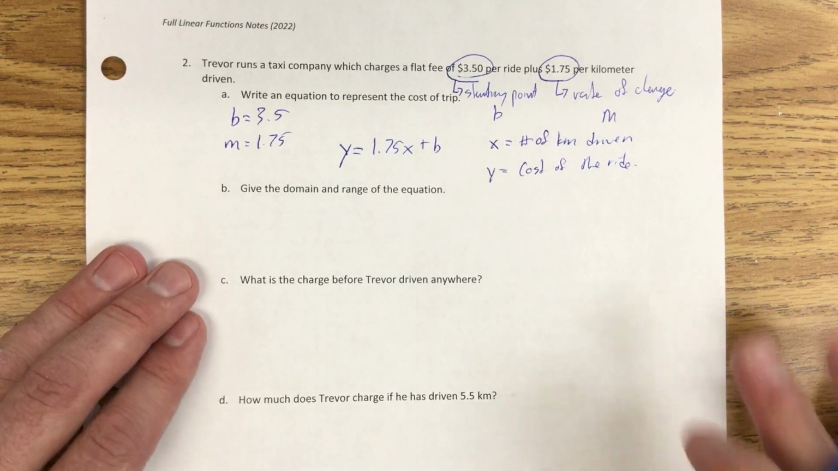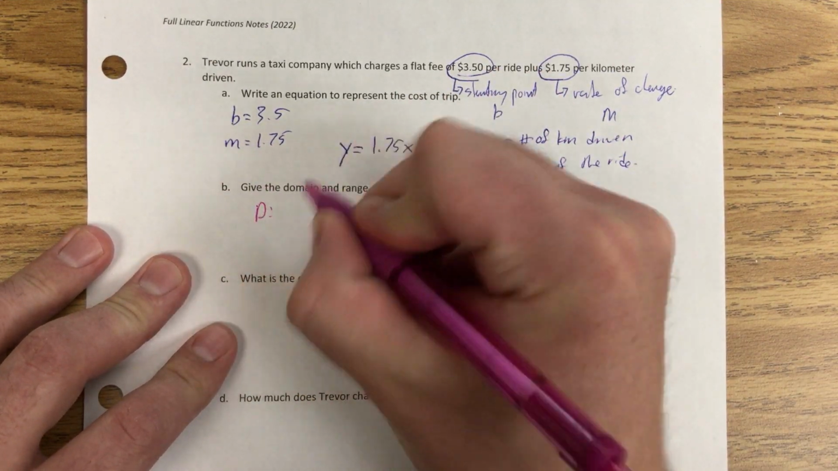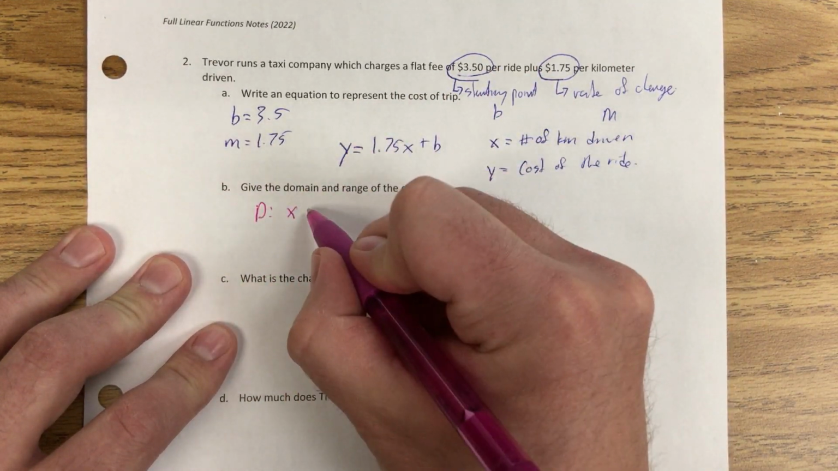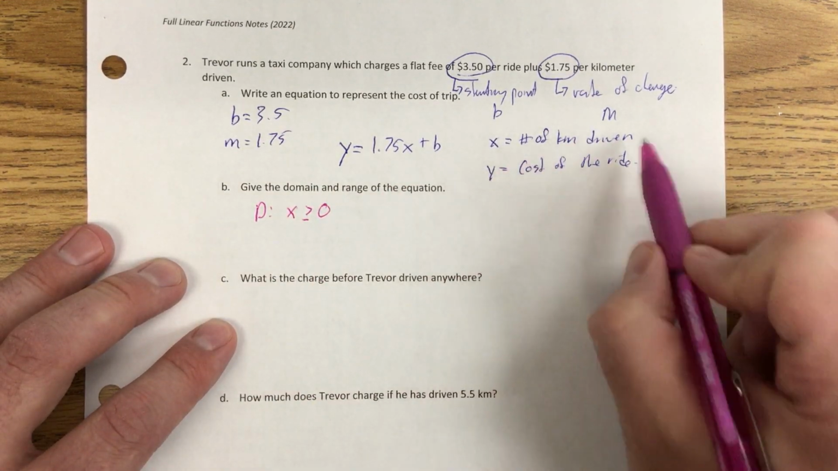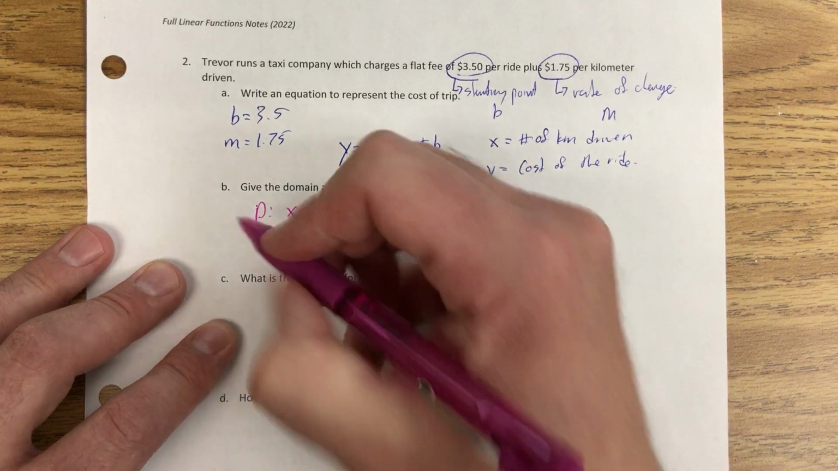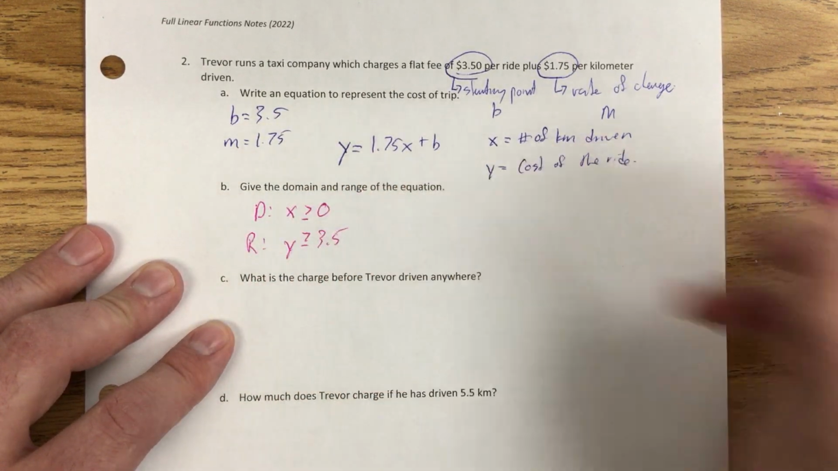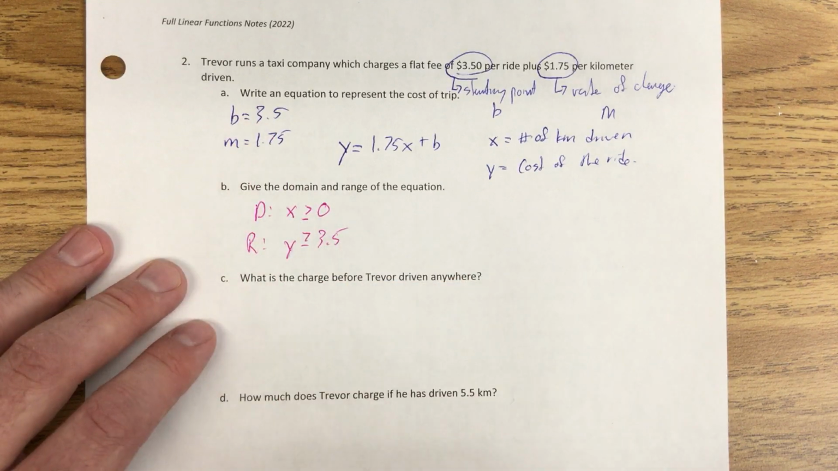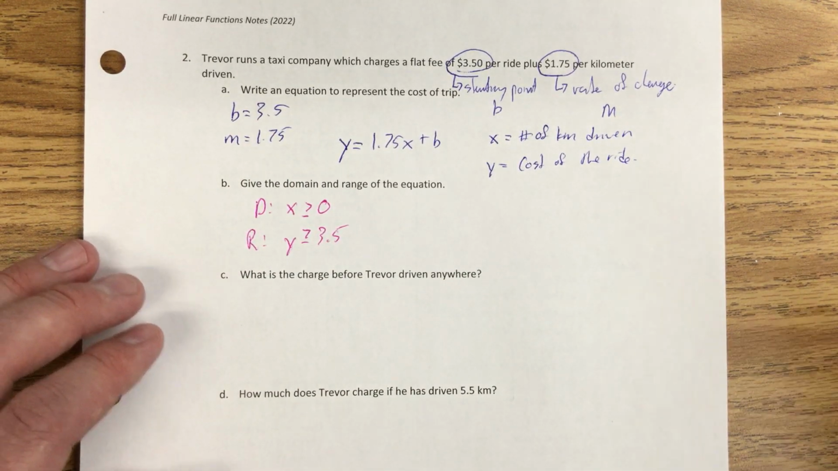Okay, domain and range of our equation, because we want to put that in as well. So our domain, x has to be greater than or equal to 0, because number of kilometers driven is going to start at 0 and go up, and range, y is greater than or equal to 3.5, because we start at 3.5 and go up from there. So that's where we get our domain and range from.